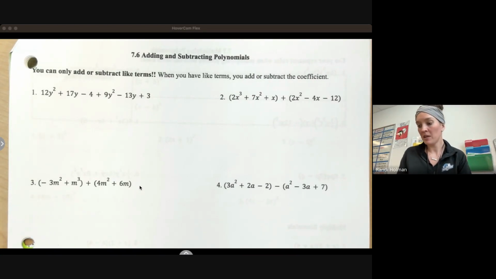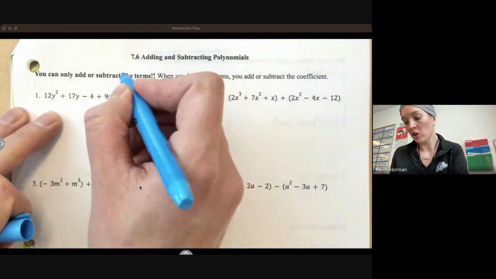Welcome. In this video, we are going to look at adding and subtracting polynomials. So when we're adding and subtracting polynomials, we've already done this before. We just haven't defined them as polynomials, but we want to make sure that we remember that you can only add or subtract like terms.